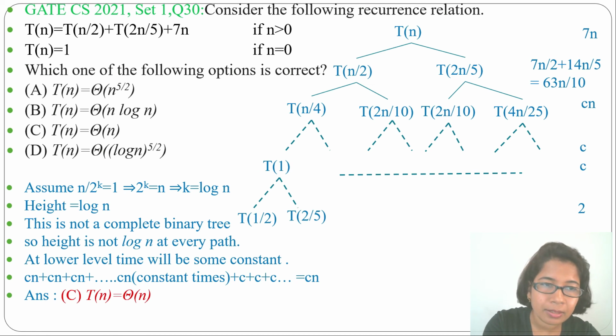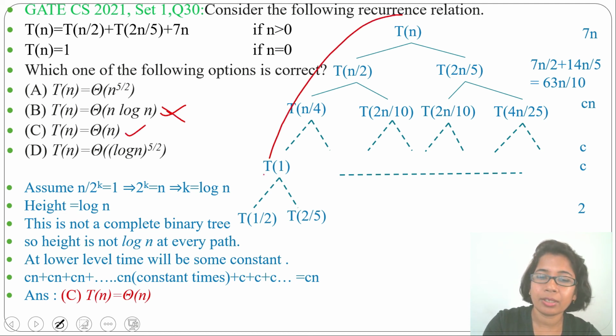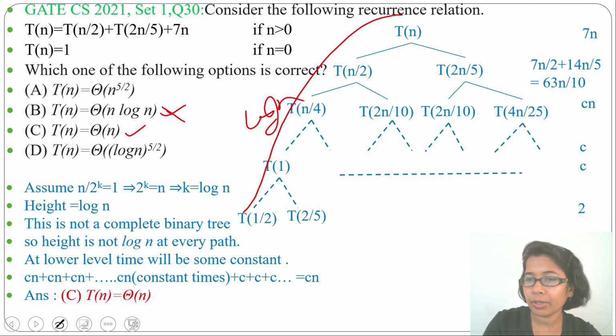Some students may answer option B, theta of n log n, but this is wrong. Answer is theta of n. You might consider height as log n, then you might multiply Cn log n time, but you need to understand this tree. In this tree, height is not log n at every path. That's why we are multiplying n with a constant. So it is Cn. We'll not add this Cn log n time. We'll add this Cn a constant number of times. That's why the answer is option C, not option B, as height is not log n at every path.